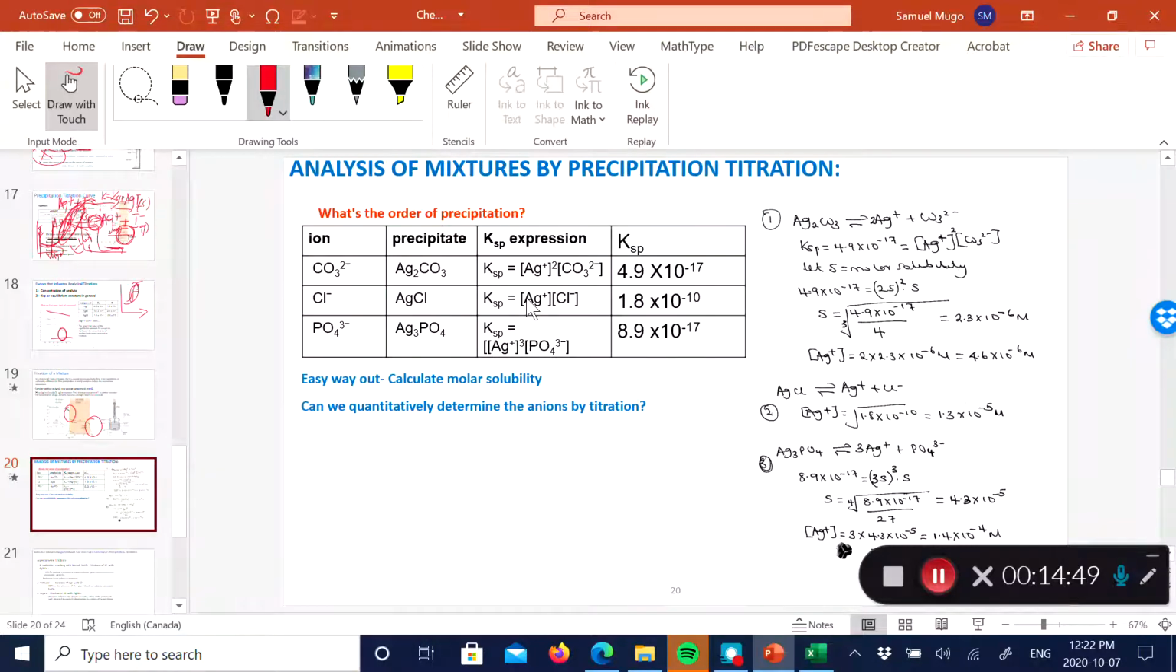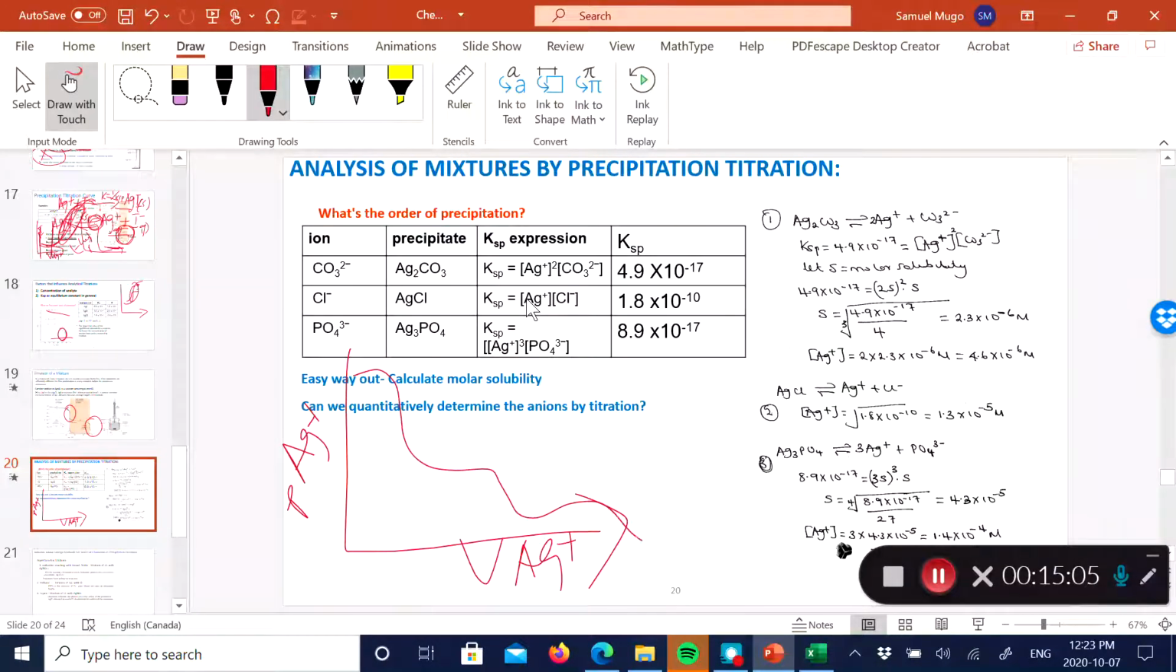get the respective salts. So that's the volume of the silver plus, and that is the concentration of the silver as I add it. And so you're gonna see the titration curve is gonna look like that, where this one precipitates first, precipitates second, precipitates last. So how do you determine what precipitates first again? Remember what we said, you simply calculate the molar solubility. And so the smaller the molar solubility, the faster it's gonna precipitate.